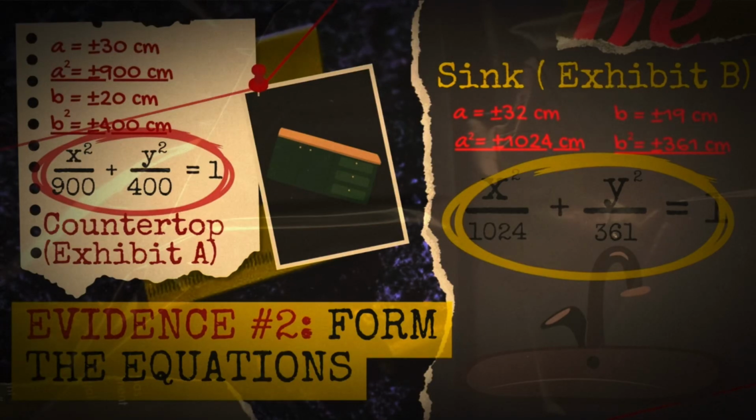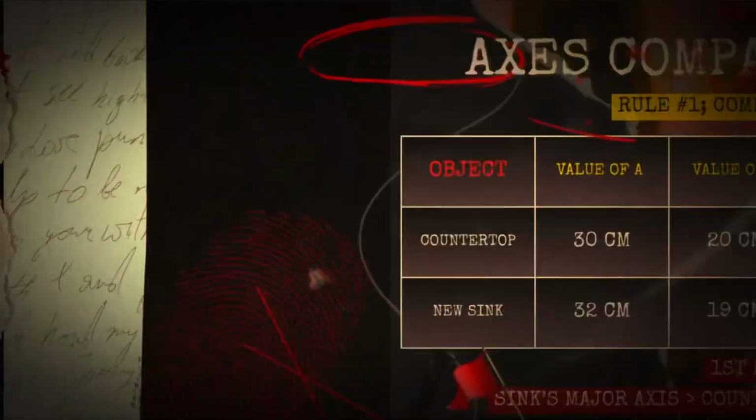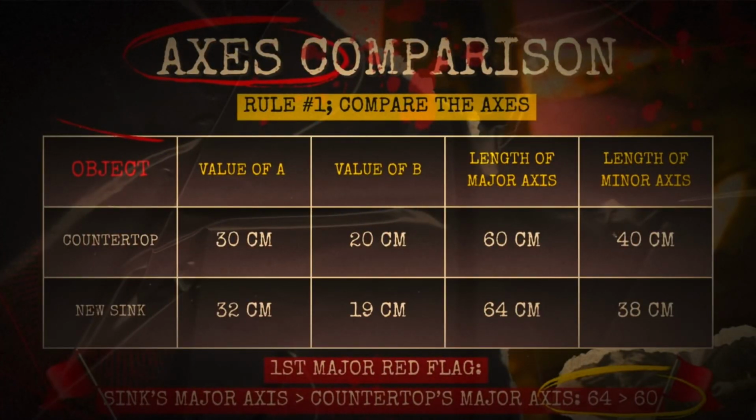Now these are the two standard form equations. Each tells how wide and tall the ellipse is relative to the center. With these, we can compare every property we need. Rule number 1: compare the axes. Let's see what we got so far.